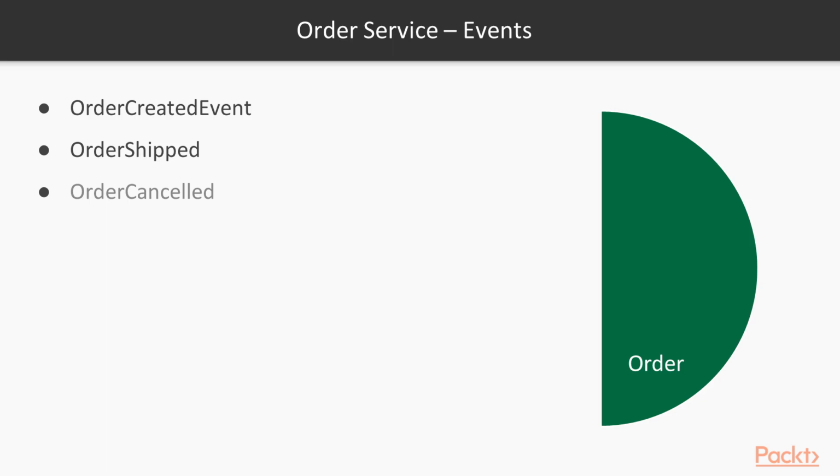After shipment, it publishes the order shipped event, or if it notices that there is not enough credit limit available, it can cancel the order and publish the order cancelled event in that case.